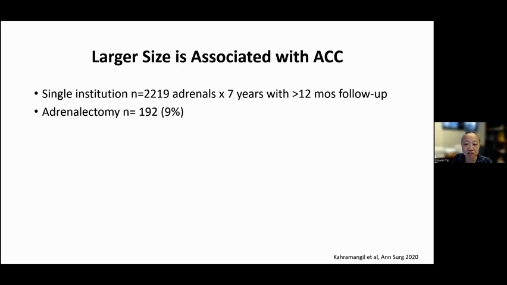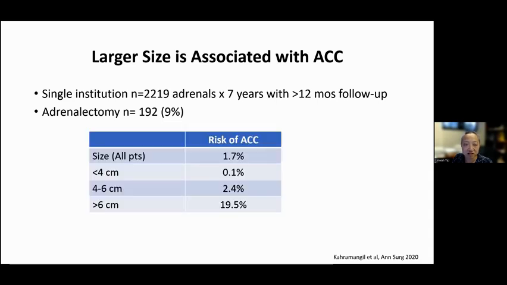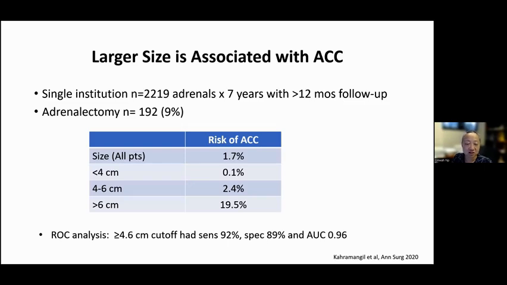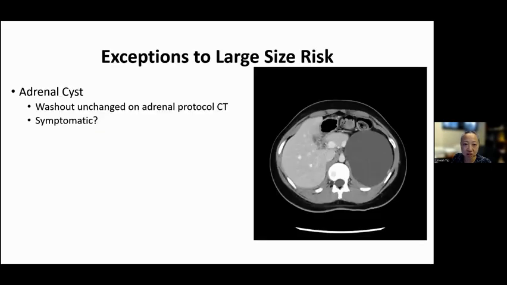This is a large single institution study from Cleveland Clinic, over 2,000 adrenals over 7 years. Many of these had greater than 12 months follow-up, but only a fraction of them went to surgery, as you can see here. But again, you can see that size was associated with ACC. In their series, over 4 centimeters was associated with a 2.4% risk of cancer, while over 6 centimeters was associated with a 20% risk of cancer. So it really confirms this dogma, I guess. In their analysis, they did an ROC analysis. Anything over 4.6 centimeters had this sensitivity, specificity, and AUC, so pretty predictive for cancer. So that's why we take out large nodules.